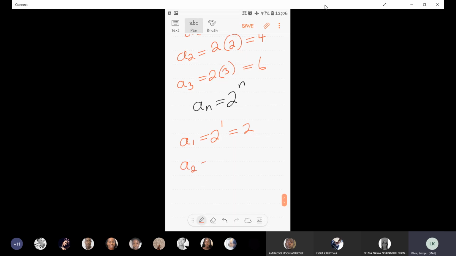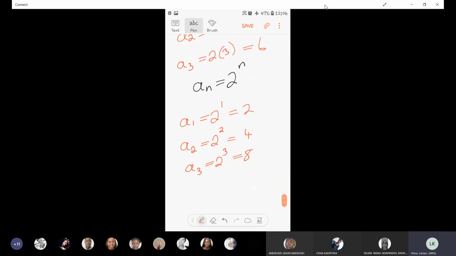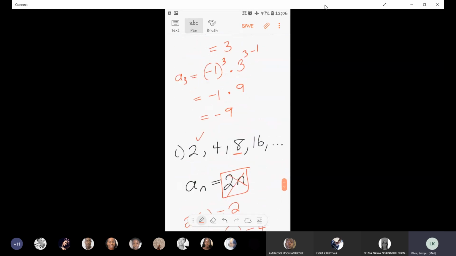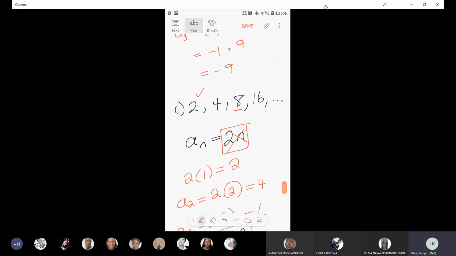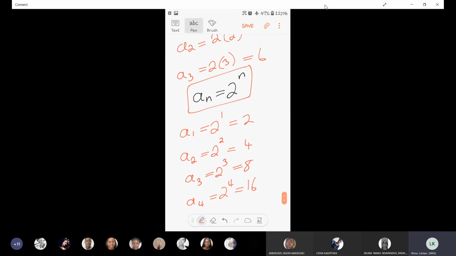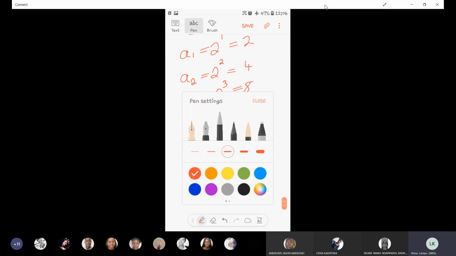Yes, that is our first term in the sequence. Then we have a2, this is 2 to the power of 2, which is 4. That's the second term. Then a sub 3 is 2 to the power of 3, which is 8. And a4 is 2 to the power 4, which is 16. So you can see that this is indeed correct. When you have this sequence, to get the next term from the previous one you just multiply it by 2, and we can write the general formula as 2 to the power of n. So here we're just using our intuition.